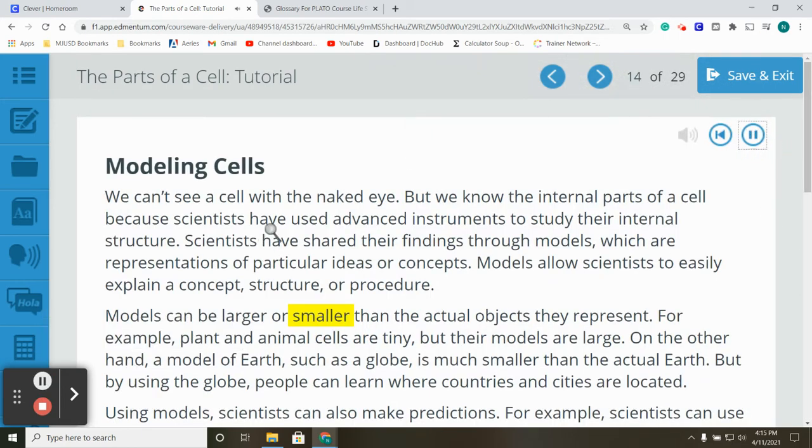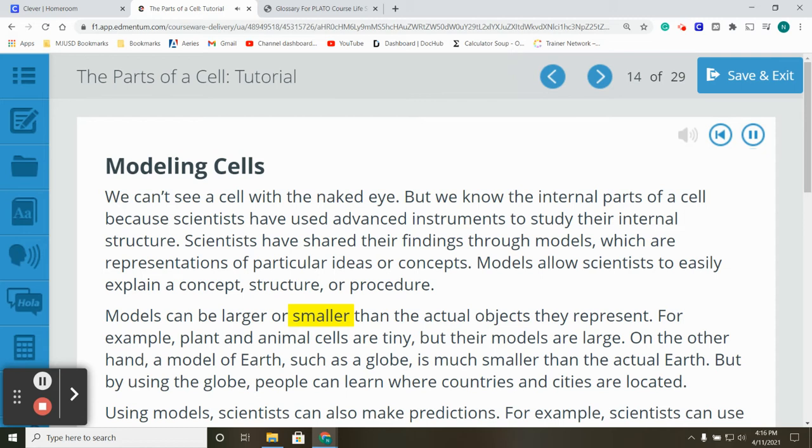Modeling cells. We can't see a cell with the naked eye, but we know the internal parts of a cell because scientists have used advanced instruments to study their internal structure. Scientists have shared their findings through models, which are representations of particular ideas or concepts. Models allow scientists to easily explain a concept, structure, or procedure. Models can be larger or smaller than the actual objects they represent.